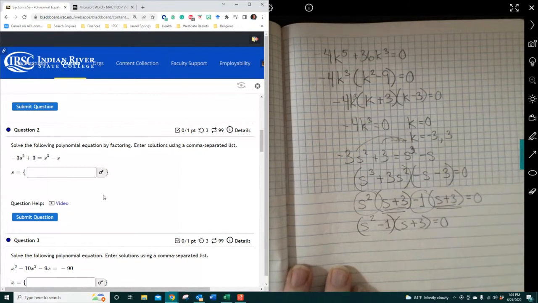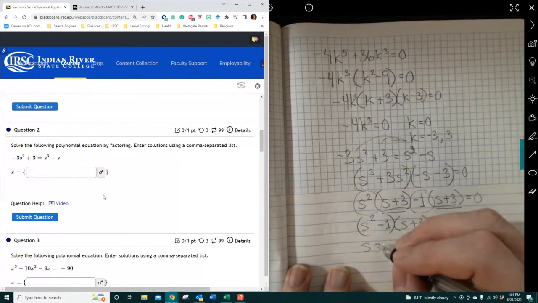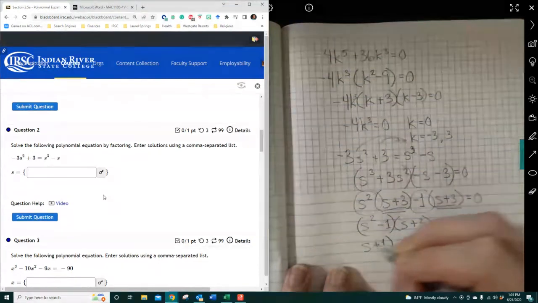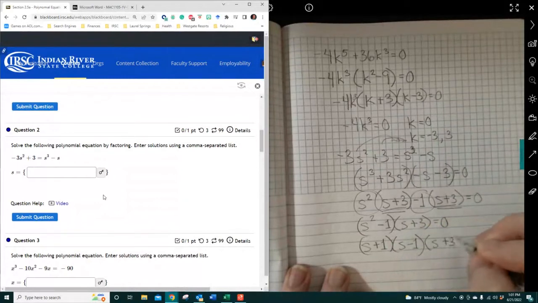All right, that's factor by grouping. Now we go ahead and see that this is factorable because it's the difference of two squares. So it's s plus 1, s minus 1, and then s plus 3.